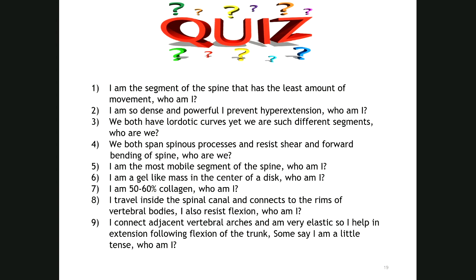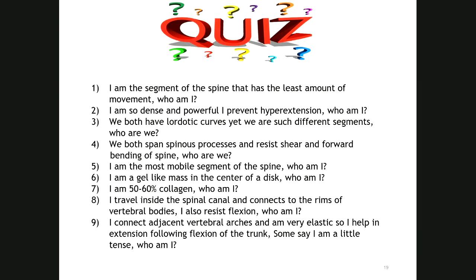All right, thoracic, good. I am so dense and powerful, I prevent hyperextension. Who am I? The anterior longitudinal ligament. Yep, good. All right, so we both have lordotic curves, yet we are such different segments. Who are we? Cervical and lumbar. Yep, lumbar, cervical.